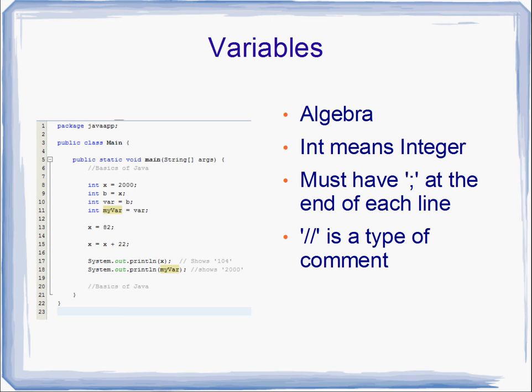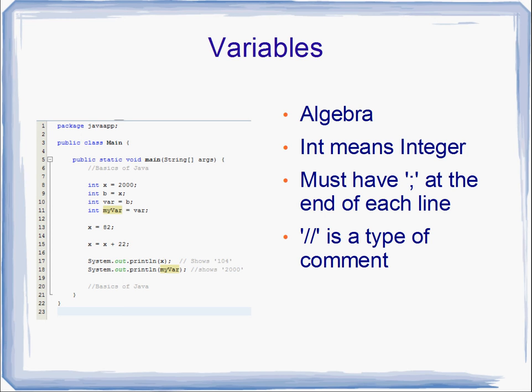Programming uses algebra. If you don't like algebra, get the fuck out. Let's go ahead and just look at lines 6 through 20. Don't worry about the rest. We'll get into that later. Let's say we have a variable. We name it x. We want it to be an integer, so we put int in front of it, just like on line 8. We assign the value 2000. We put a semicolon to tell the compiler to end the line and go to the next one.